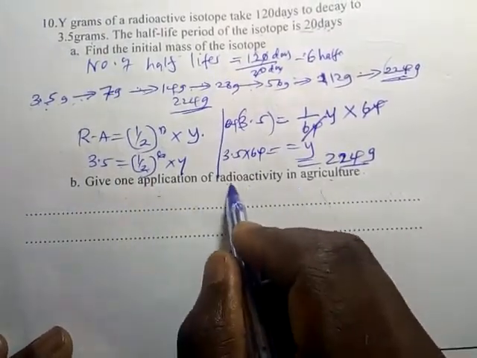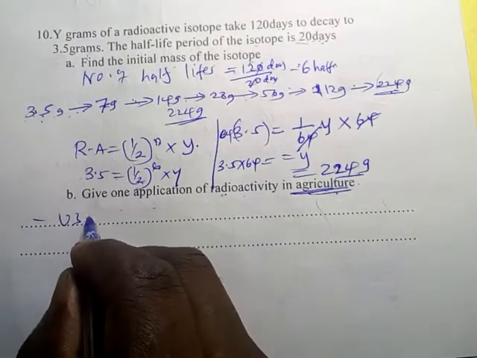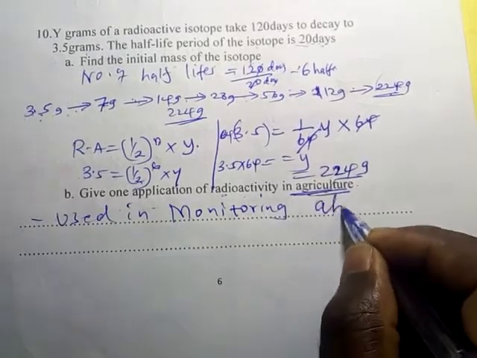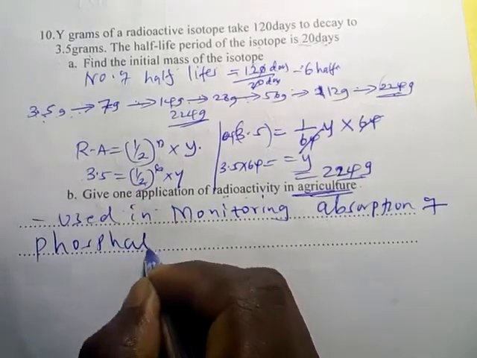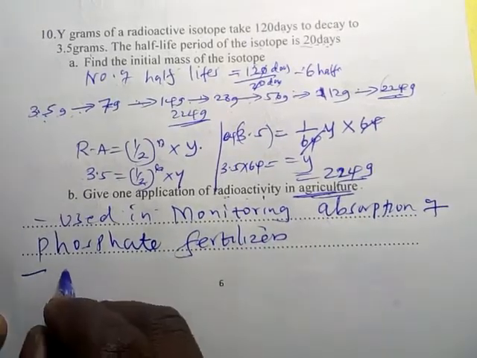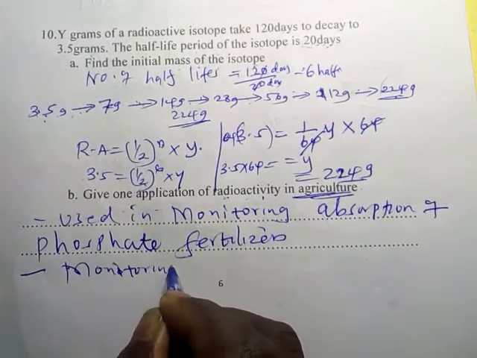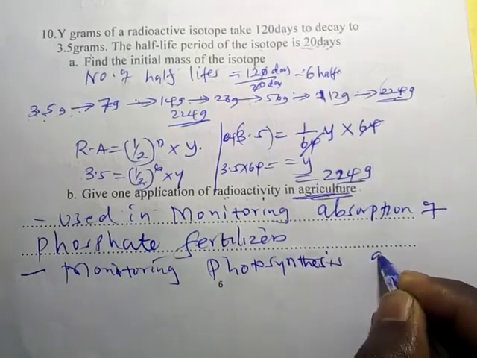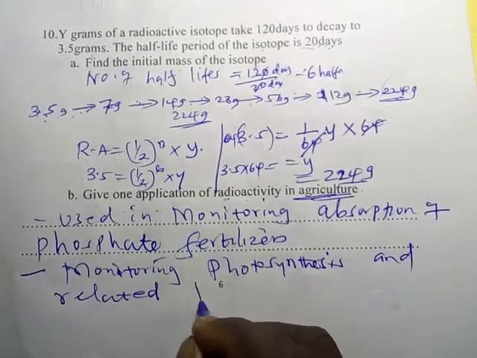One application of radioactivity in agriculture: it is used in monitoring absorption of phosphate fertilizers. Another one is used in monitoring photosynthesis and related processes.